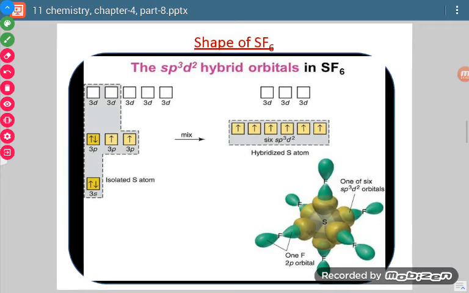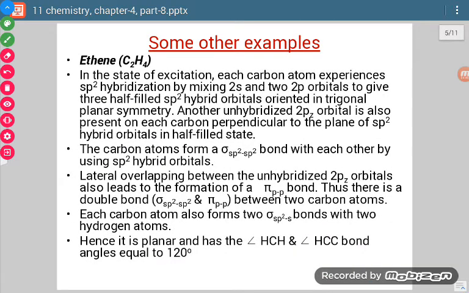Now let us consider some more examples. First of all, we will talk about ethene. Carbon has atomic number 6, so its electronic configuration is 1s2, 2s2, 2p2. So there are two electrons in its 2s and two in its 2p orbitals. Now what happens in this case?